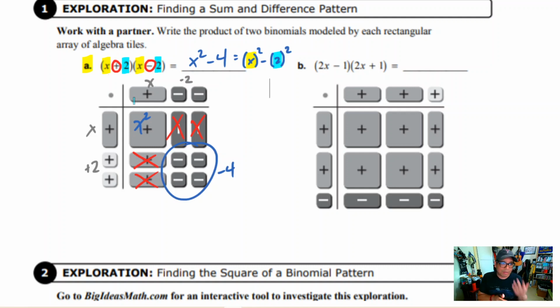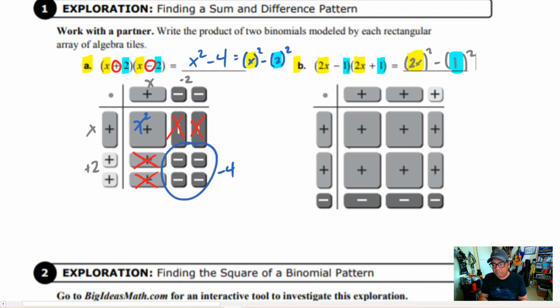Now, the sum and difference pattern is actually one of my favorite patterns in algebra. I like to use it a lot. I really enjoy when I recognize it, and hopefully you will too. Let's take a look at letter B. Maybe we'll see it again. Look at this, 2x and 2x, and then -1 and +1. So it doesn't really matter if you have -1 and +1. Let's use what we learned already over here. We know it's going to be the first one squared minus the second one squared, because it is that sum and difference pattern.